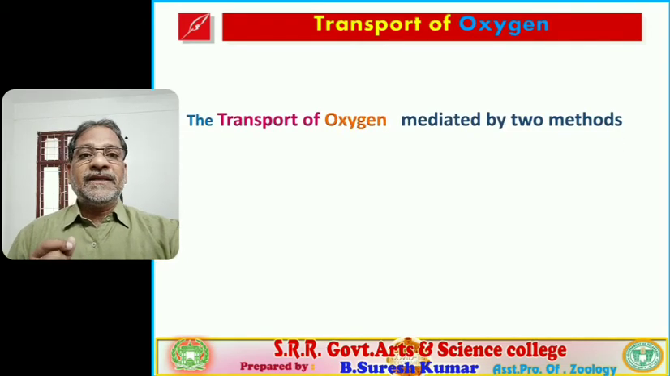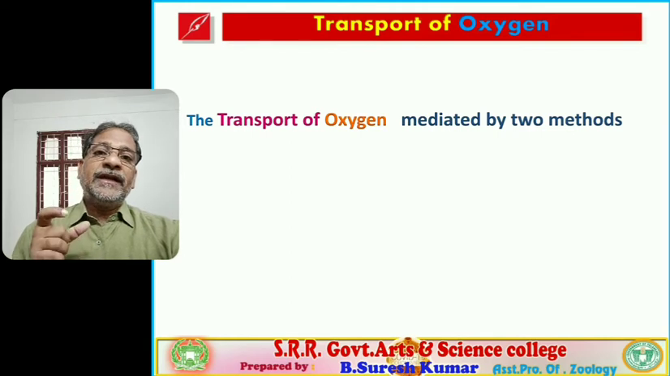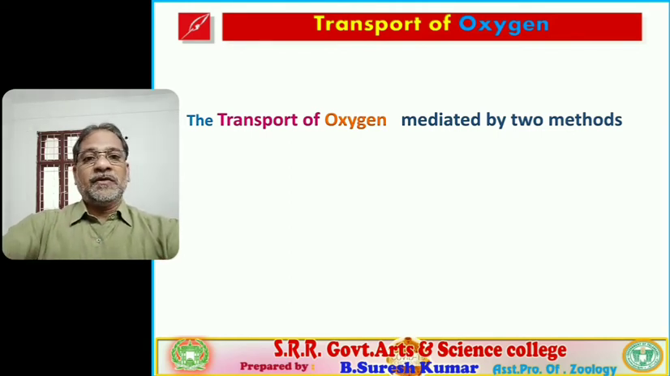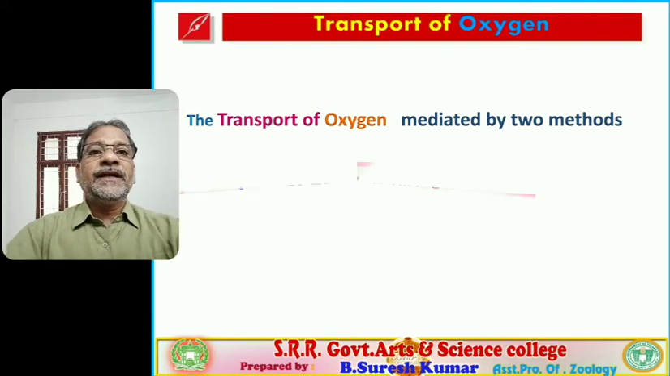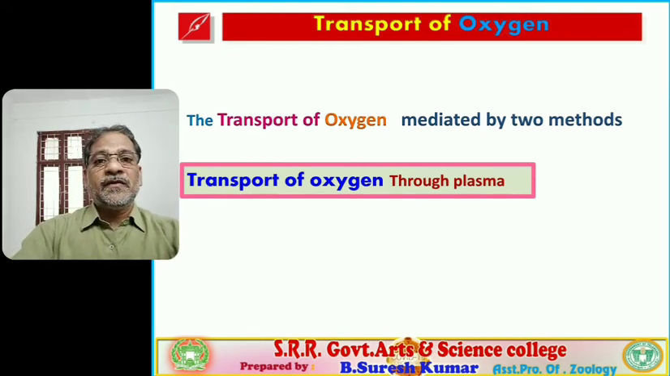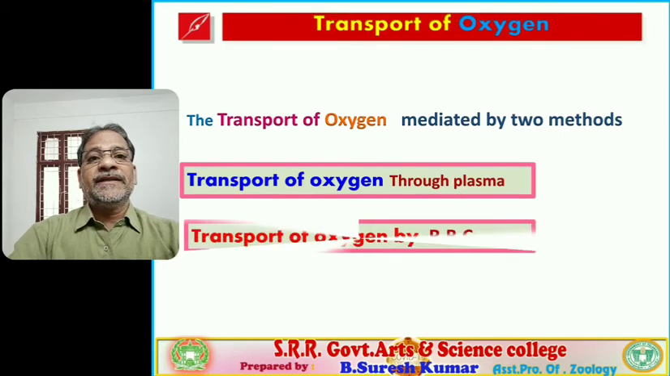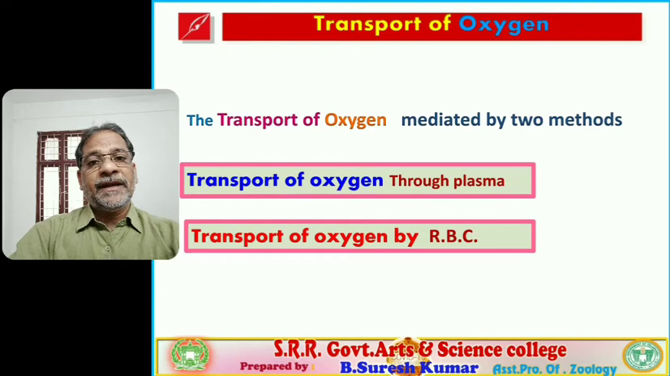Let us discuss in detail the transport of oxygen, mediated by two methods. Two phenomena are found in the transport of oxygen. Follow, students. They are as follows. One is transport of oxygen through plasma. One method is that oxygen is transported through plasma, and the second method is transport of oxygen by RBC, red blood corpuscles, otherwise erythrocytes, right?